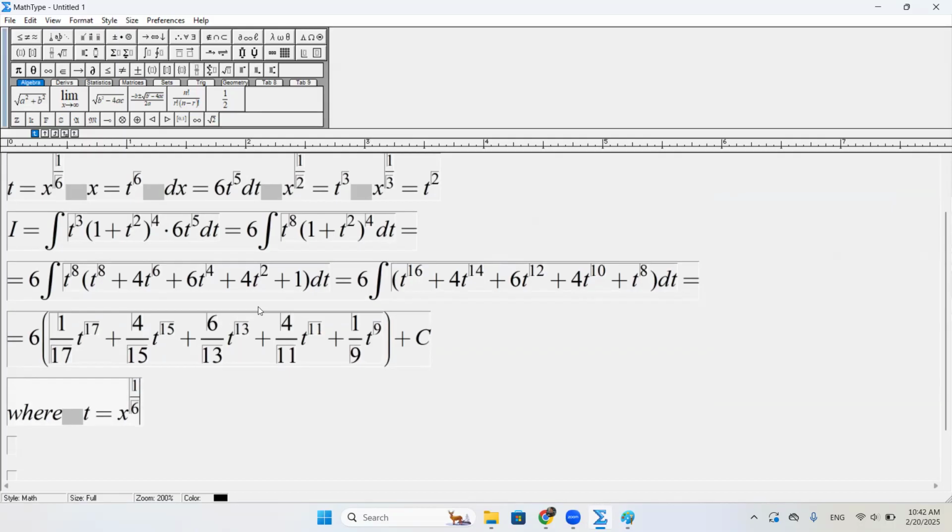So when doing your individual tasks, don't forget, either return to the old variable or write like this, where t equals some expression that depends on x. Any questions about this task?